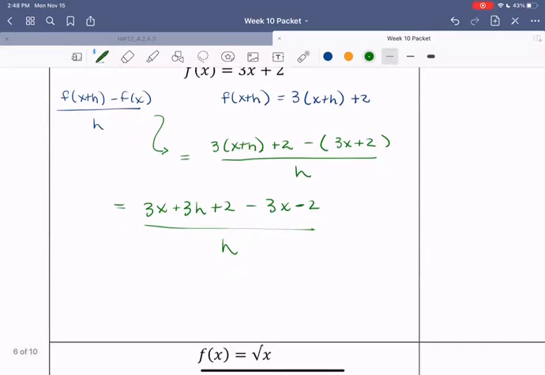So now what in the numerator can simplify or cancel? Well, I see I have a negative 3x and a positive 3x, so those cancel or subtract out to 0. And then I also have a plus 2 and a negative 2, so those two terms also cancel. So what am I left with but 3h over h? And now we see that the h in the numerator cancels with the h in the denominator. So all I have left is 3.